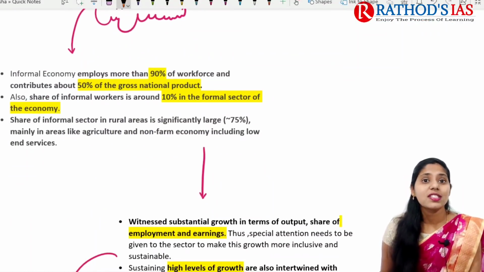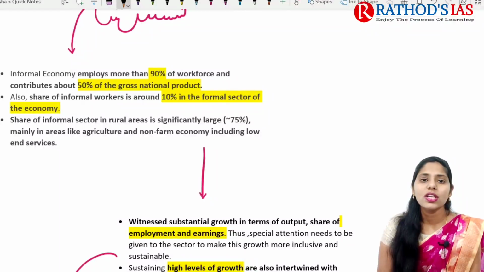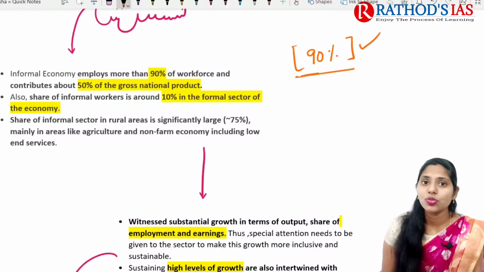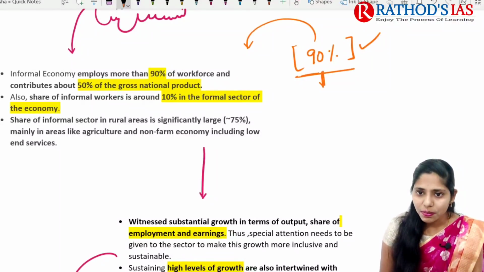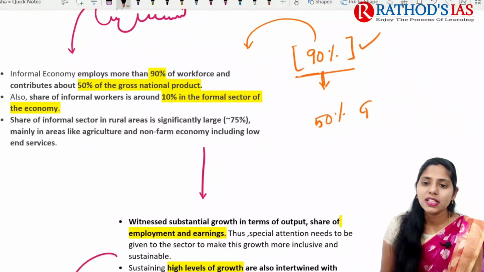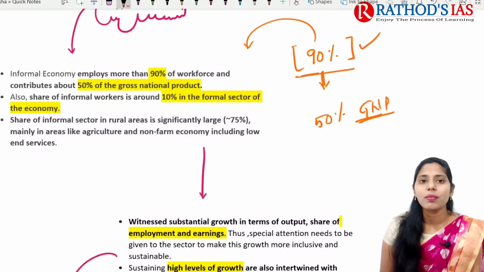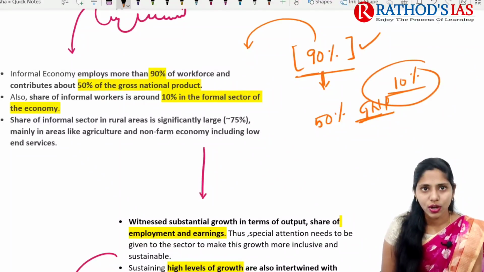Now let us try to understand the opportunities provided by this informal sector. The informal sector employs about 90% of the workforce in India, and this 90% of the workforce contributes about 50% of our gross national product. The share of the formal sector in our economy is around 10%.